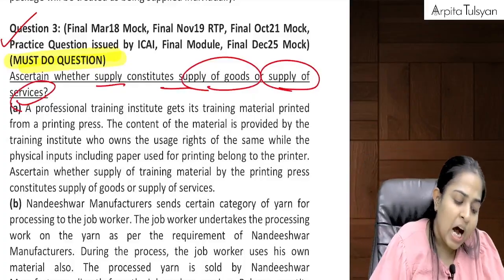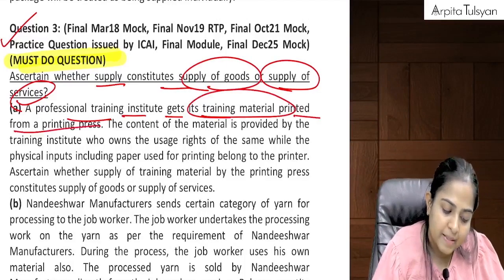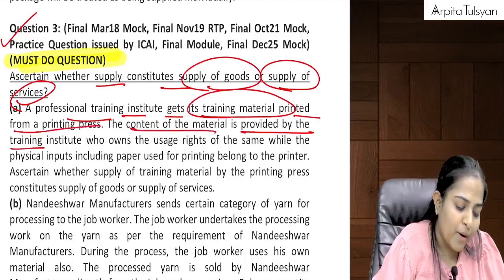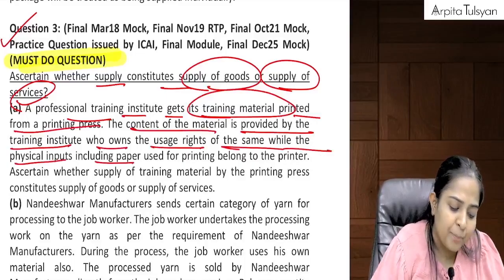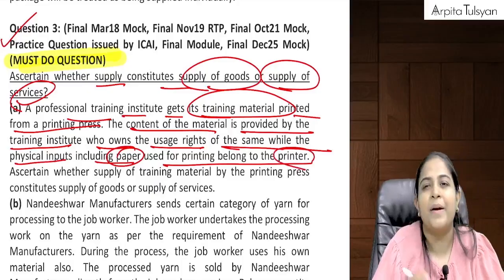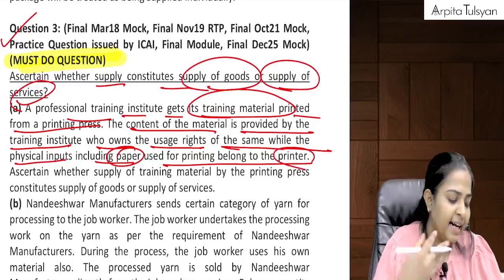Let's try. A professional training institute gets its training material printed from a printing press. The content of the material is provided by the training institute, who owns the usage right of the same, while the physical inputs including paper etc. belong to the printer. Same example, printer is using his paper and the ink etc. Content is given by me.